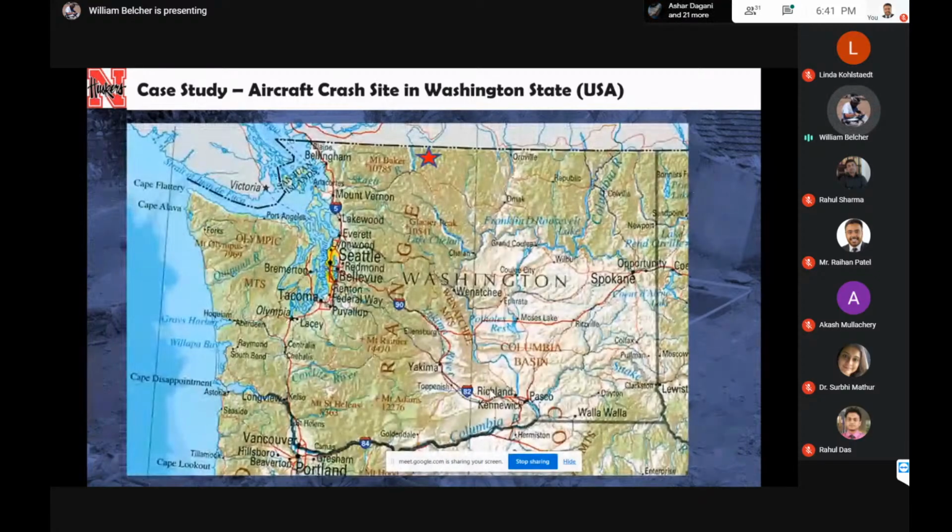So this is Washington State. You can see in the upper part of it, Bellingham, Washington, and then you can see the red star in the middle of the state up towards the Canadian border, and that's the rough location of that site.